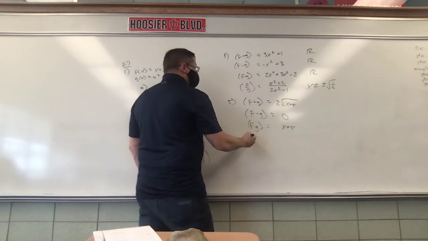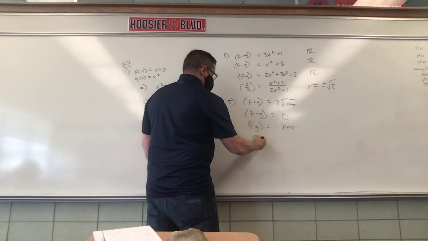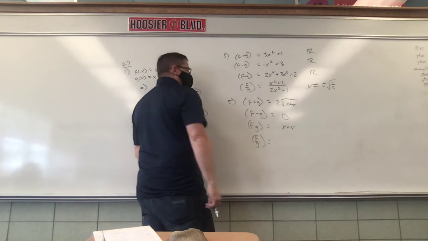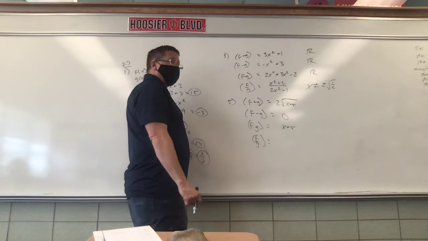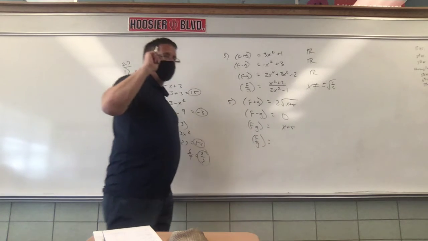All right, and then if you divide them, f over g, radical x plus 5 divided by radical x plus 5, what do you got? Ooh, not 0, careful, 1.